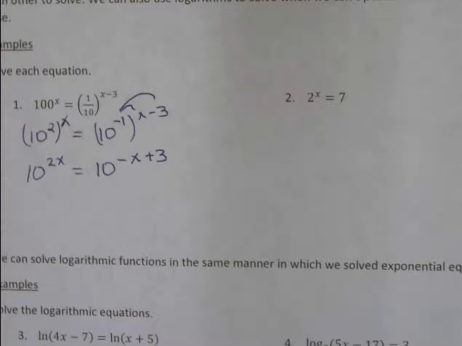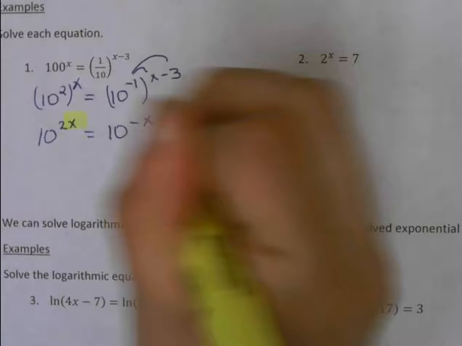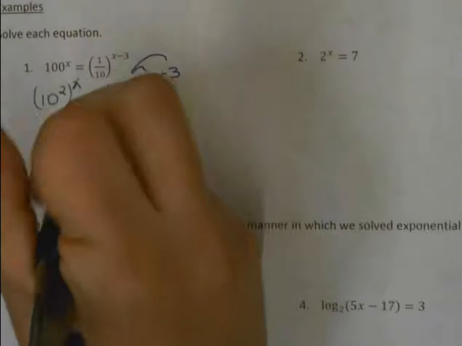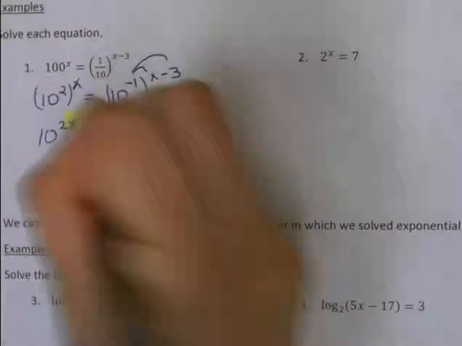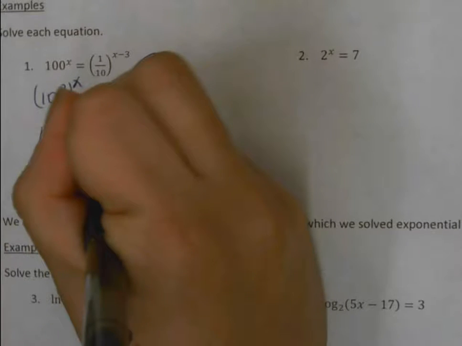Yeah, because I distributed the negative. Any other questions so far? So now that they have the same base, I can set the two exponents equal to each other. So I'm just going to have 2x equals negative x plus 3. The 10s don't even matter anymore. So that's why I was trying to get them to have the same base. And then I solve this like a normal algebra problem.